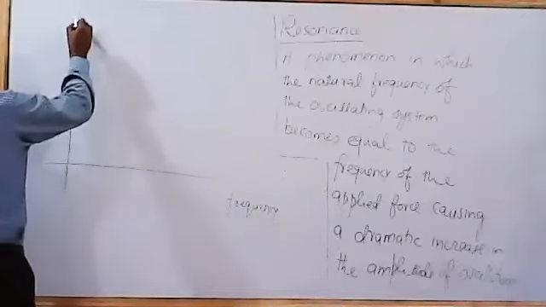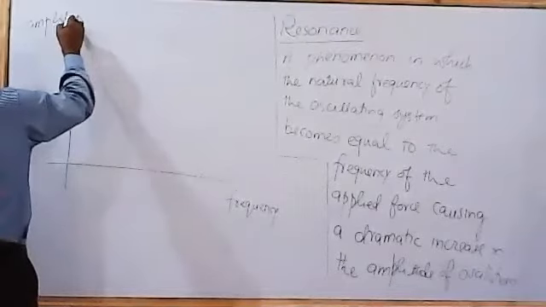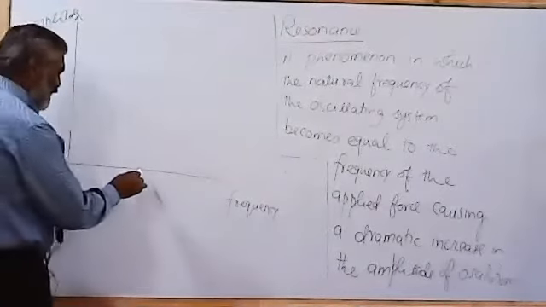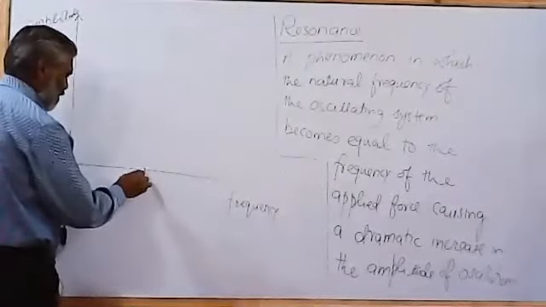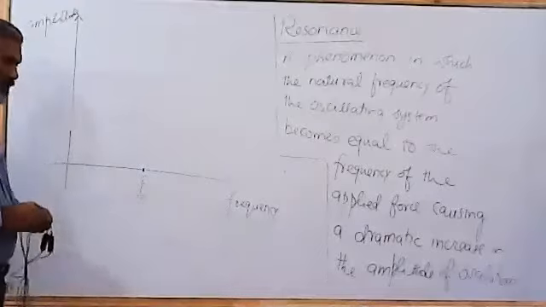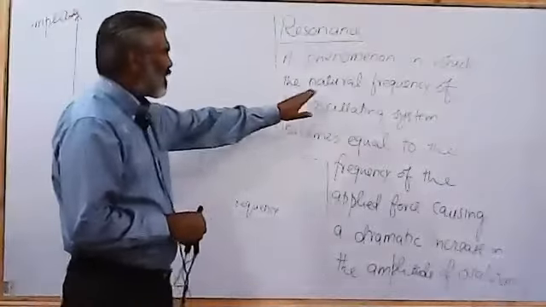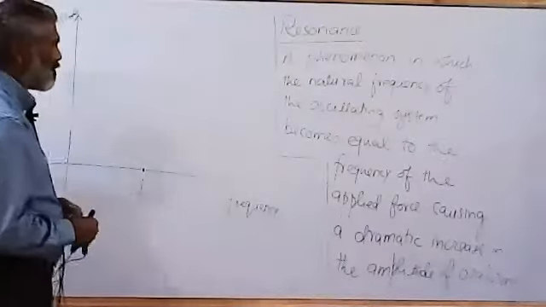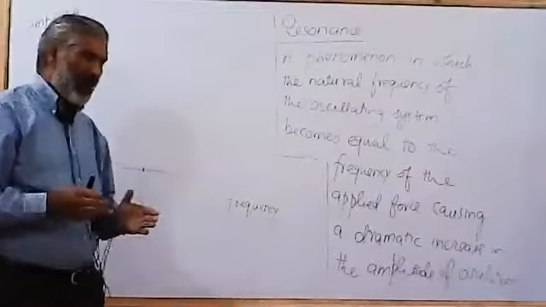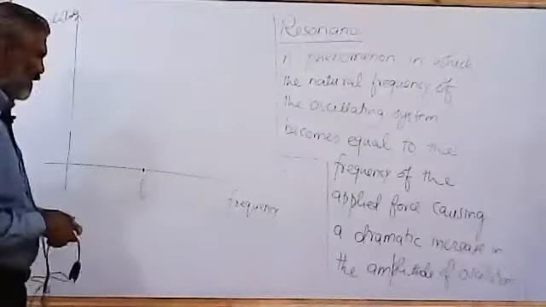And this is the axis where we are taking amplitude. Let's say the system is oscillating already at this frequency. This is the natural frequency of the system, and let's label it as F naught. F naught is the natural frequency of oscillation of the system already oscillating, but it is undergoing some damping, and now we want those oscillations to continue, so we start applying a periodic force to it.